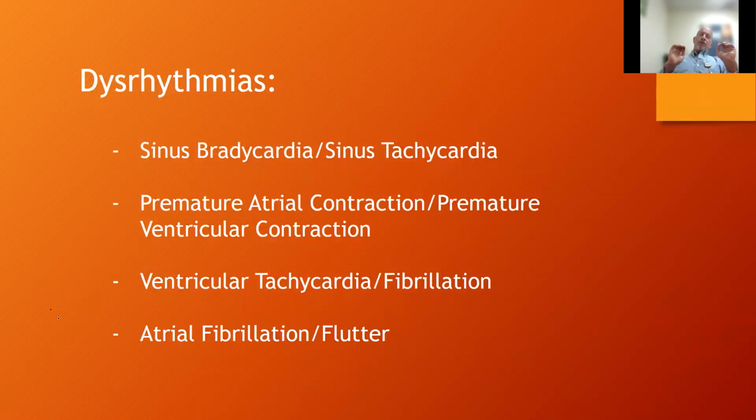Now that we know what a normal heart does, let's talk about some of the dysrhythmias. Sinus brady and sinus tach. Sinus bradycardia is when the heart's too slow. Sinus tachycardia is when the heart's too fast. Very, very simple. Variety of things cause that. It's usually not the electrical activity of the heart that causes that. It's usually something metabolic that's causing the person's heart to slow down or speed up.